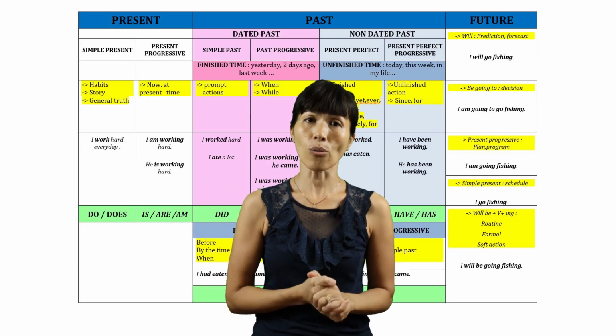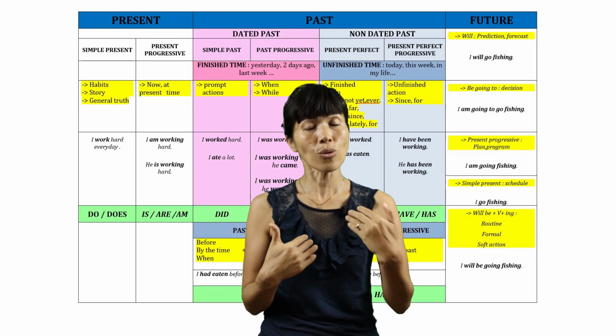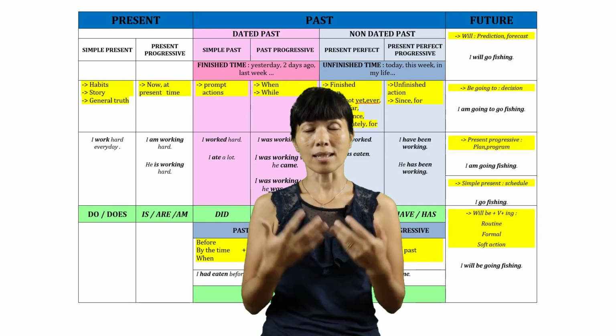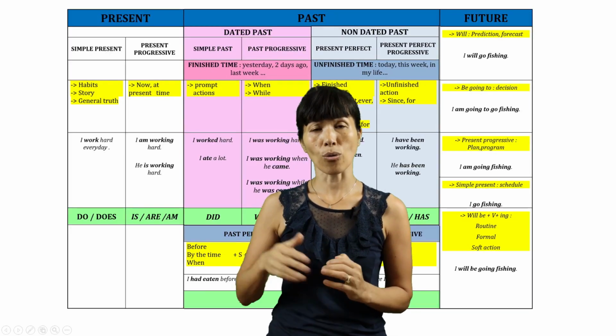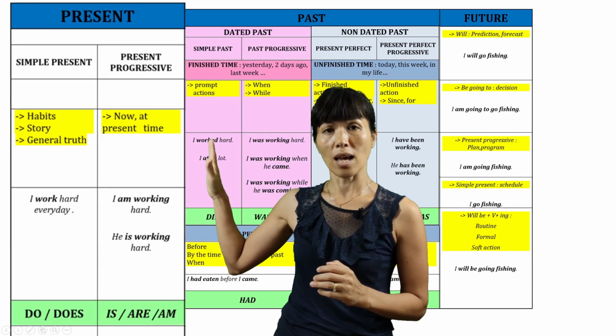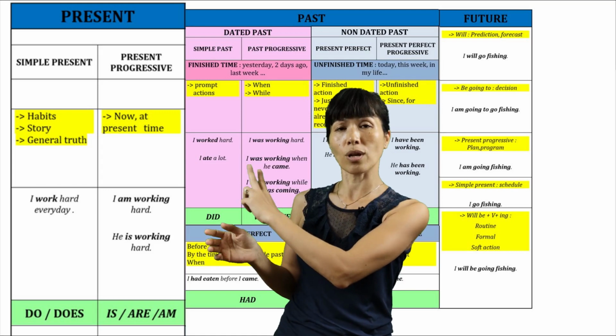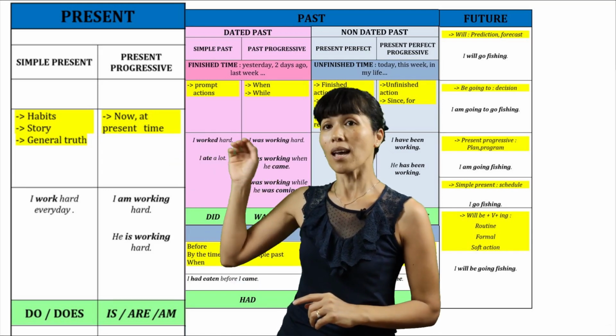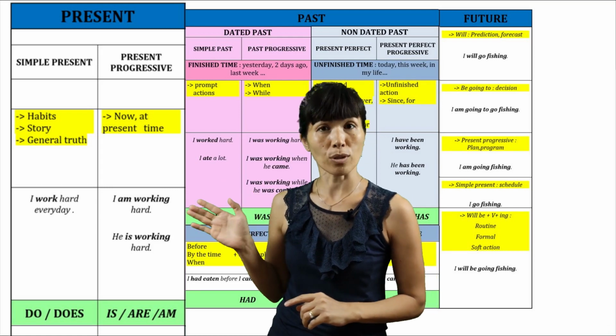So let's go ahead. Imagine you have said something that doesn't belong to the past. So you remain in the present. Now in the present, you will have two kinds of present in English. You have the simple present and you have the present progressive.